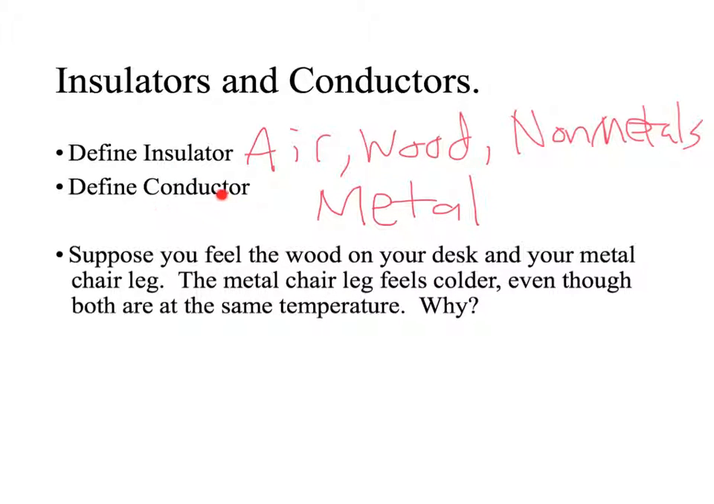As soon as you touch the metal chair leg, the heat begins to leave your body and go into the chair leg, and you can feel that. It continues to go because the heat is carried away because it's a good conductor, and you continue to feel the heat loss, therefore it feels colder. But in reality, both the wood on the desk and the metal chair leg are exactly the same temperature because they have been sitting in the room and have reached thermal equilibrium in the room, so they're the same.